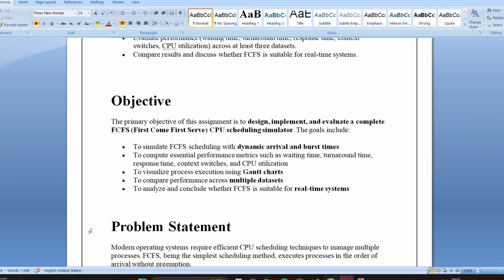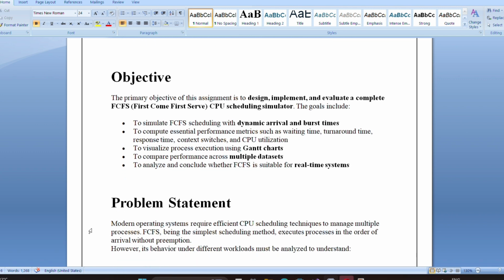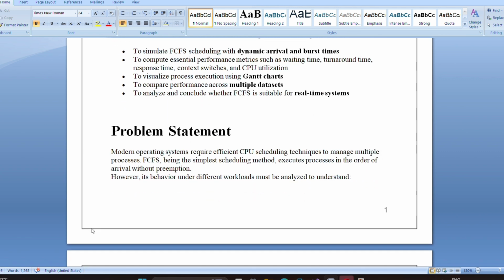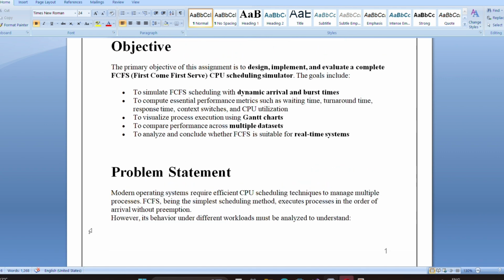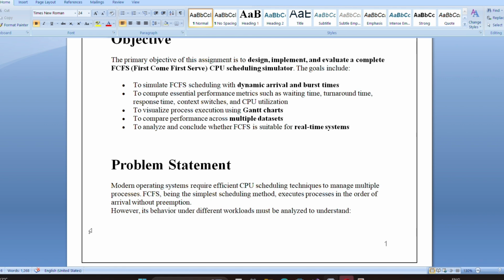To compare performance across multiple datasets, to analyze and conclude whether FCFS is suitable for real-time systems. These are the objectives we are facing in this FCFS.